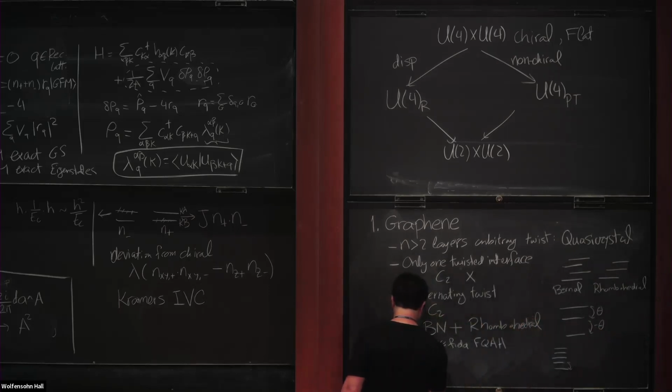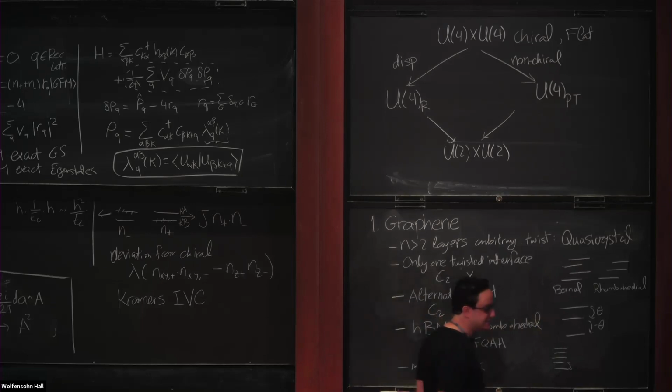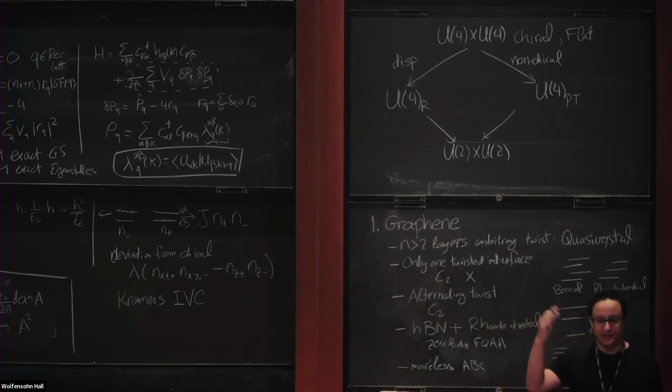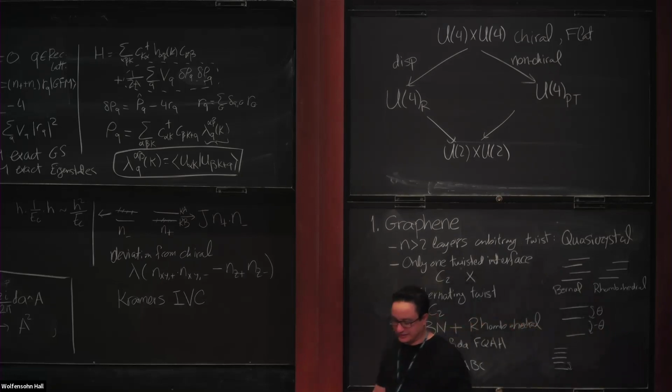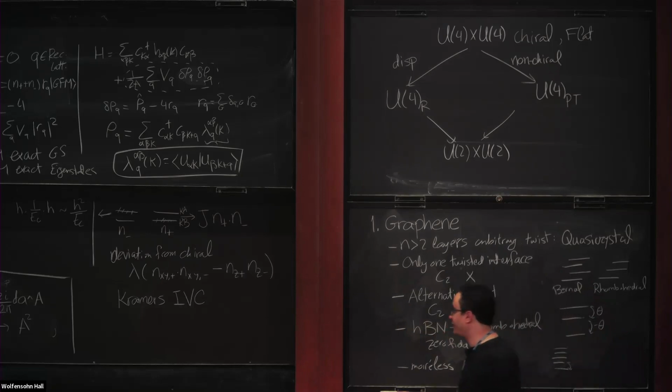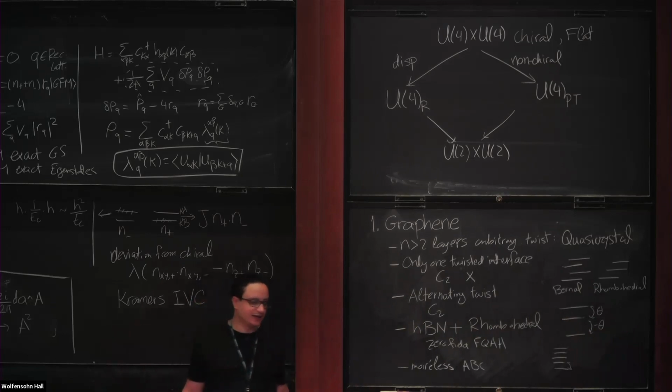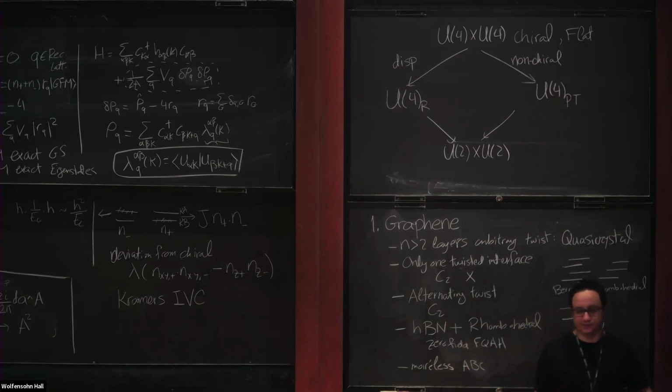And finally, there are these moire-less systems like 3-layer or even Bernal rhombohedral graphene, where maybe initially it was thought that all this physics comes from moire, but we're now realizing that some of the physics already has signatures appearing in these systems. In particular, there's a weaker version of superconductivity, and there is valley polarization, etc.